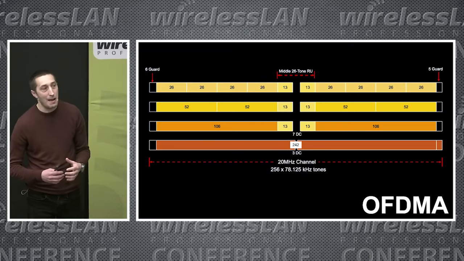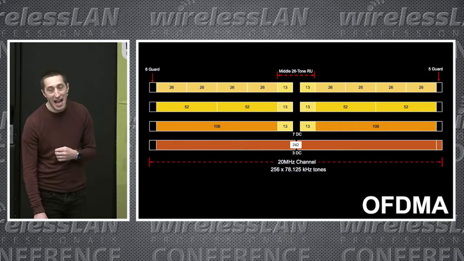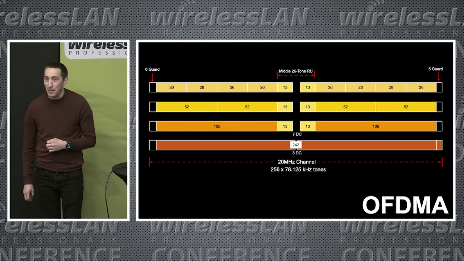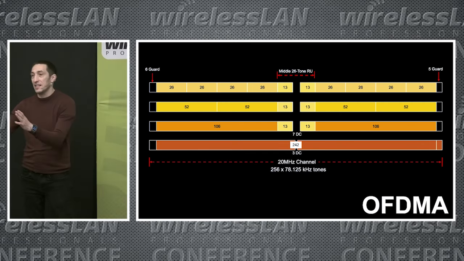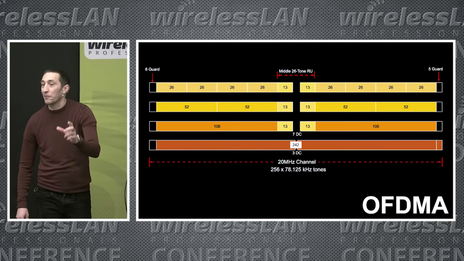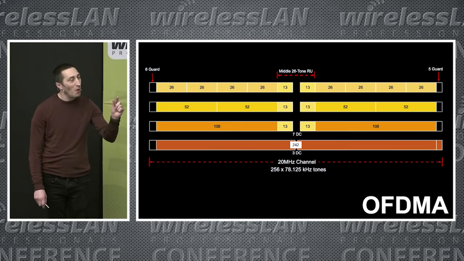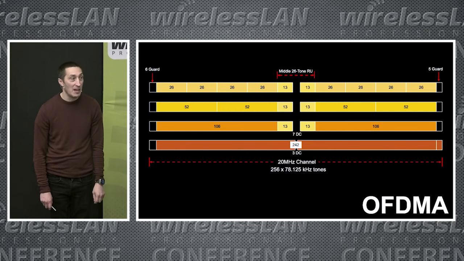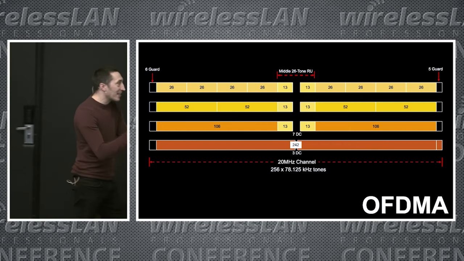OFDMA is a multi-user technology which we got with the 802.11ax standard. And a little bit like OFDM, it is a frequency division technology. It takes a channel and subdivides it into smaller sections. But instead of 312 kilohertz, they go down to 78.125 kilohertz wide. So these are smaller subcarriers. And because they're smaller, we give them another name. We call them tones. Don't ask me why. That is what we do. Okay? So they are tones now, and we get a lot more of them.